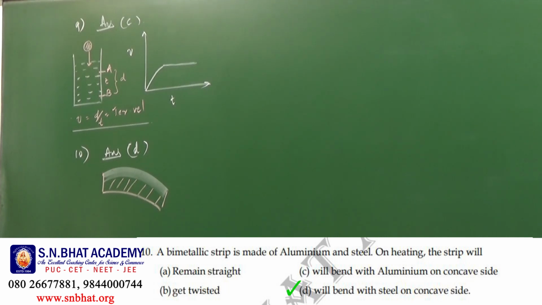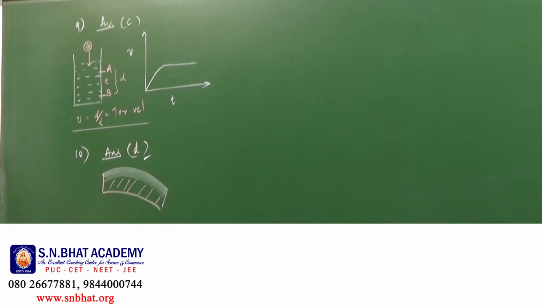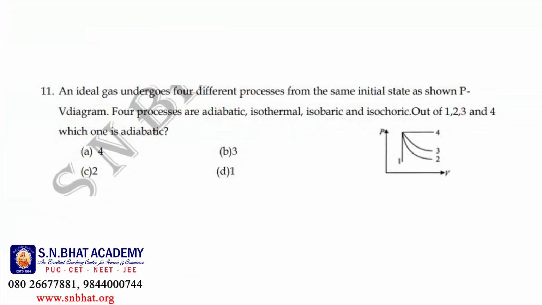And the strip will bend with aluminium on the concave side, wrong. So get twisted, wrong. It will be bent with the steel on the concave side. So therefore, your answer for this question is D. Okay. Next, question number 11.